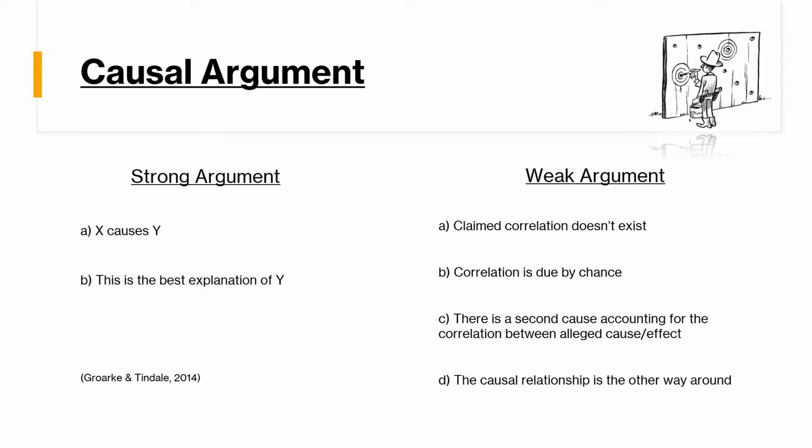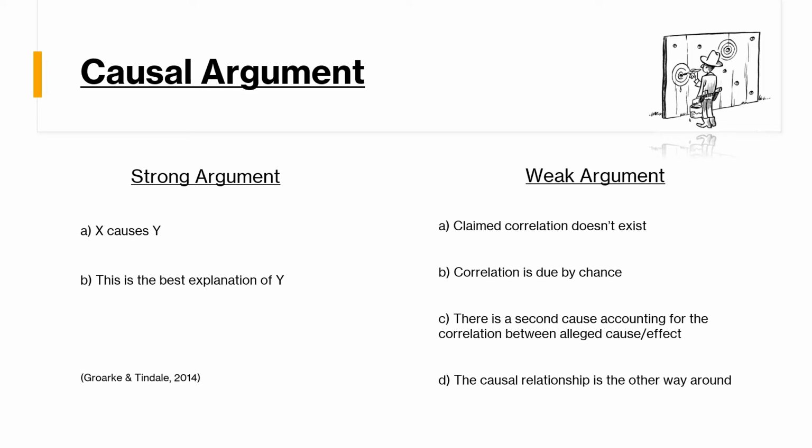Even though the argument is valid if it follows that general structure, that alone doesn't prove that it's a good one. In order for the causal argument to be strong, the arguer carries the burden of proof to provide evidence that A, X causes Y, and B, this really is the best explanation for Y. If one or both of these can be contested upon further investigation, the chances of the argument being weak are high.